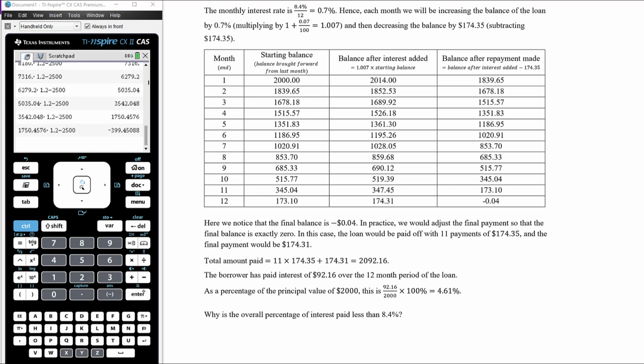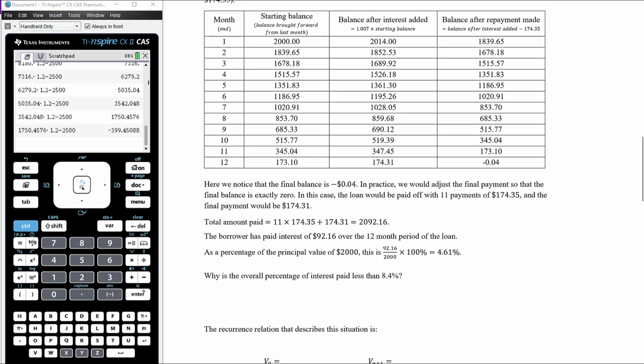And if we work that out as a percentage, it's nowhere near 8.4% per annum. It's only 4.61% per annum, and that's because we're reducing the balance every month. So it's a percentage of a smaller and smaller amount, and so over the course of the loan you don't end up paying 8.4% of $2,000 because the balance of the account is only $2,000 right at the very start. Every moment after that it's less than that. Okay. Alright, so that's talking about why the overall percentage of interest paid is less than 8.4%, and that's because the balance is reducing each month.